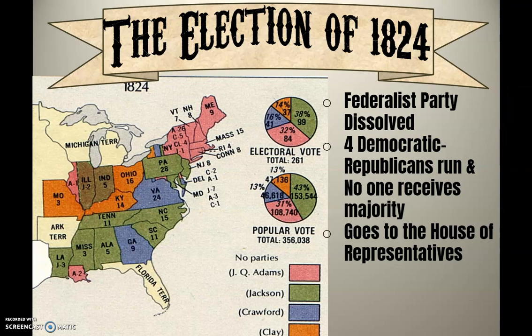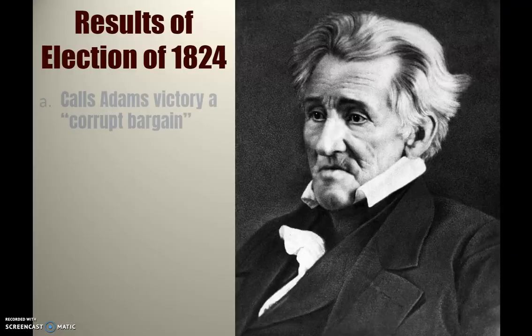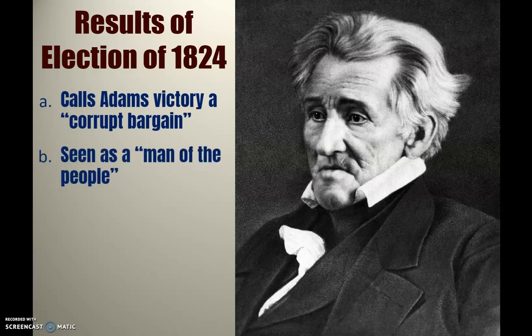The House of Representatives is led by Henry Clay. Henry Clay meets up with John Quincy Adams. They discuss over a romantic dinner, and the House of Representatives selects John Quincy Adams as president, and John Quincy Adams becomes the sixth president of the United States of America. Of course, Andrew Jackson is very upset about this. He calls it a corrupt bargain.